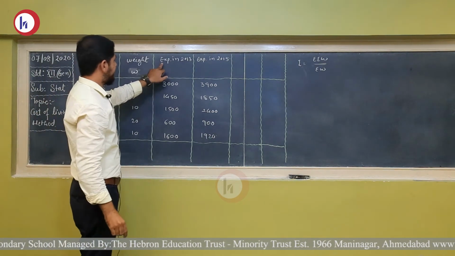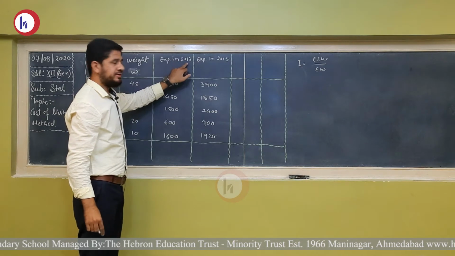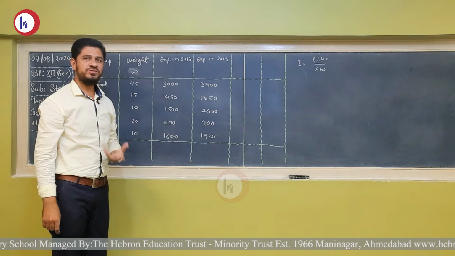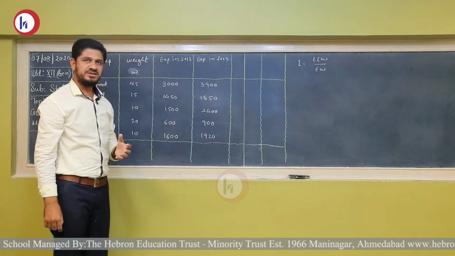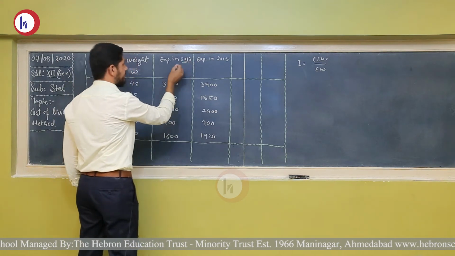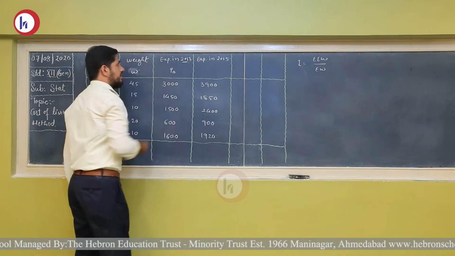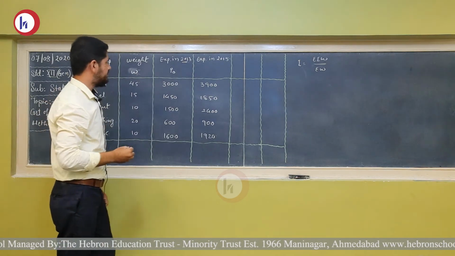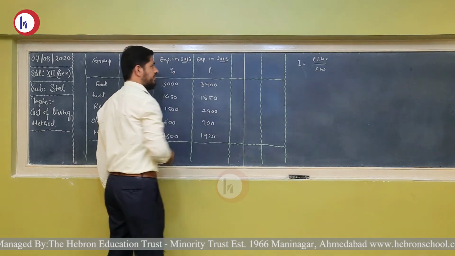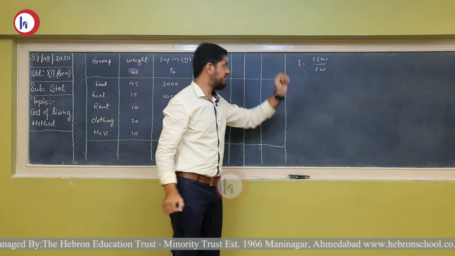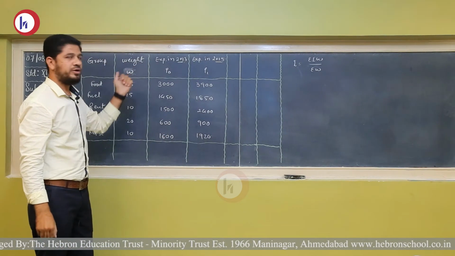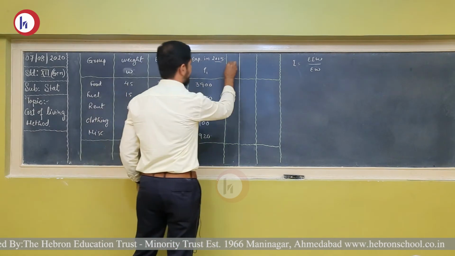Now expenditure in 2013 and expenditure in 2015. Students, we have been given the cost of living, so instead of price the expenditure is given. So 2013 is the base year and we denoted it with P0. 2015 is the current year and we denoted it with P1. Now just see the formula. We need I and W also. So we have been given the W but not I. But we know how to find the I.